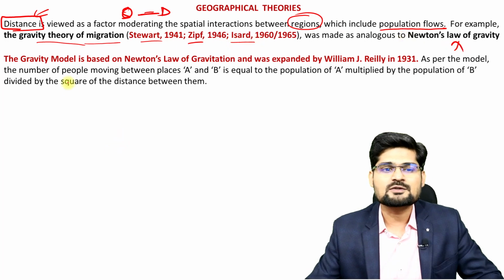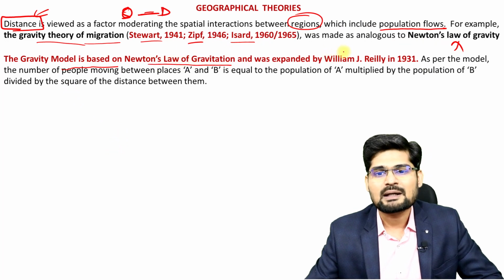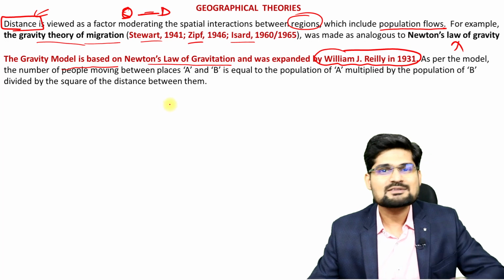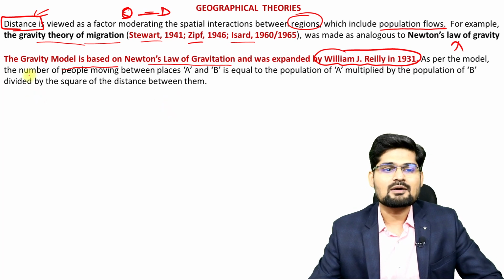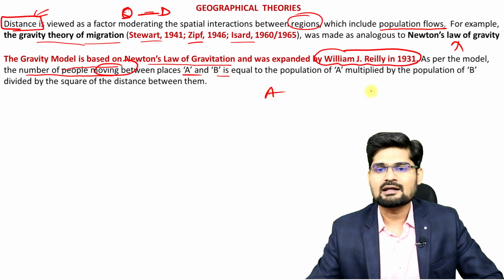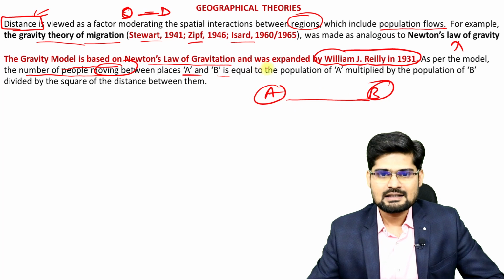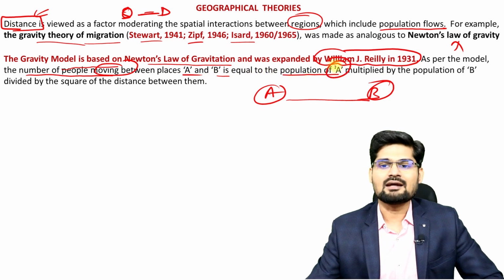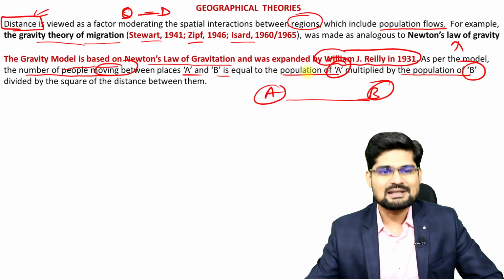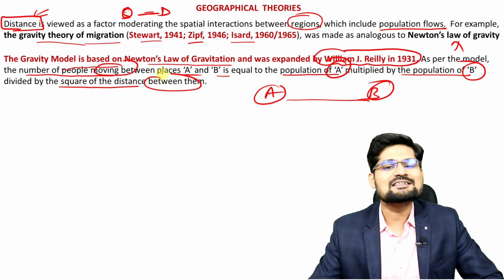And the most famous one was the gravity model, based on Newton's law of gravitation, expanded by William Rayleigh in 1931. So what was this model about? It was a model talking about the number of people moving between places A and B, right? People moving between these two places is equal to the population of A multiplied by the population of B divided by the square of the distance between them.